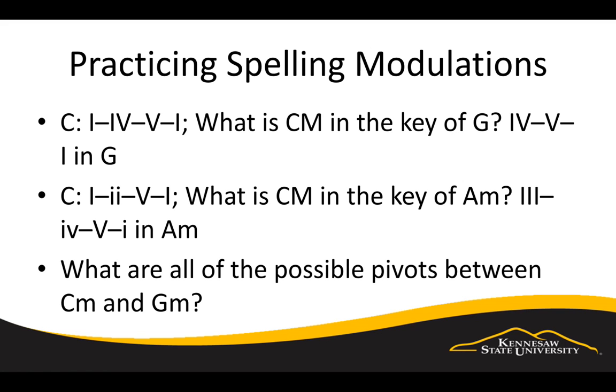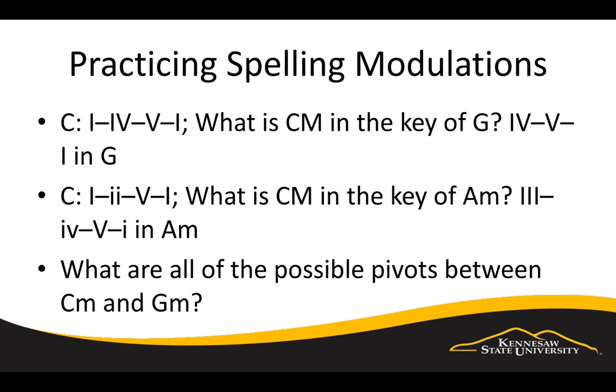Let's practice the spelling of different modulations. So in C major, if we have 1, 4, 5, 1, we're going to land on a C major chord. Okay. Now think about what C major would be in the key of G. So we would count now from G up to C. So 1, 2, 3, 4. So now it would be a 4 chord. So now 4 could go to 5 in the key of G major.